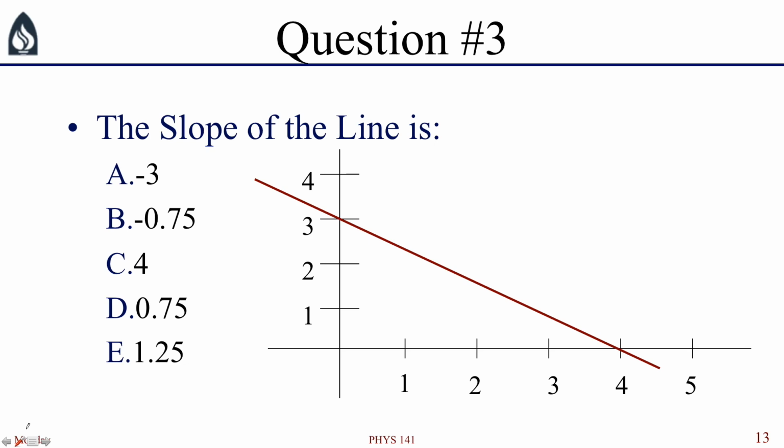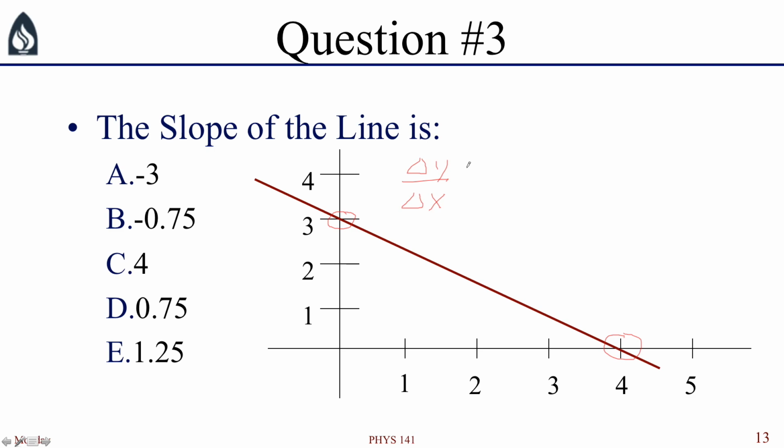All right, so what's the slope of this line? So we remember that the slope is the change in y divided by the change in x. And so we need to pick two values where we're going to figure out what the change in y and the change in x are. A couple of really easy points to identify are the point where it crosses the y-axis, as well as the point where it crosses the x-axis.